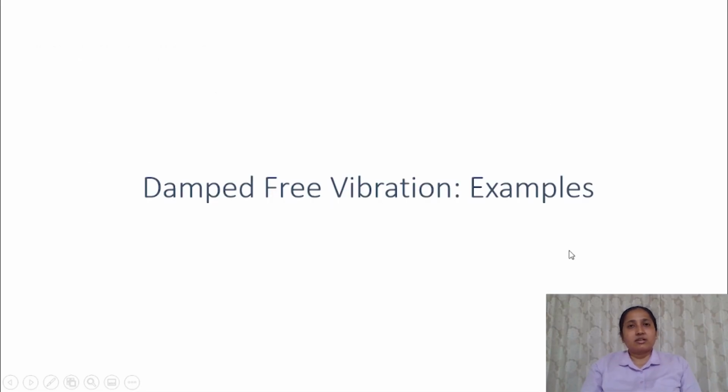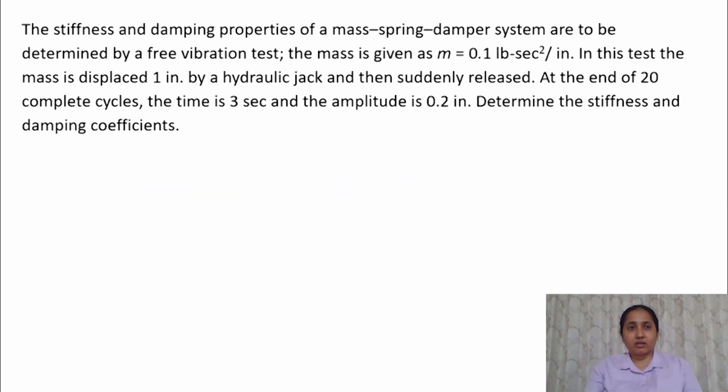Now let's move on to damped free vibration examples. The stiffness and damping properties of a mass spring damper system are to be determined by a free vibration test. The mass is given as m is equal to 0.1 pound second square per inch. In this test, the mass is displaced by 1 inch by a hydraulic jack and then suddenly released. At the end of 20 complete cycles, the time is 3 seconds and the amplitude is 0.2 inches. Determine the stiffness and damping coefficients.